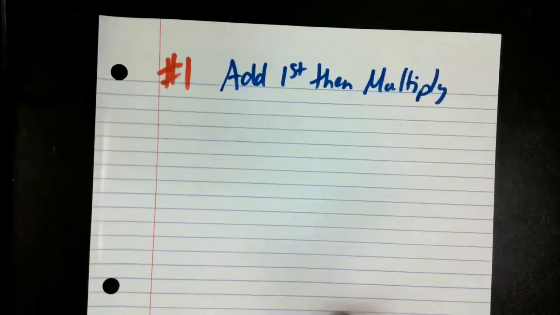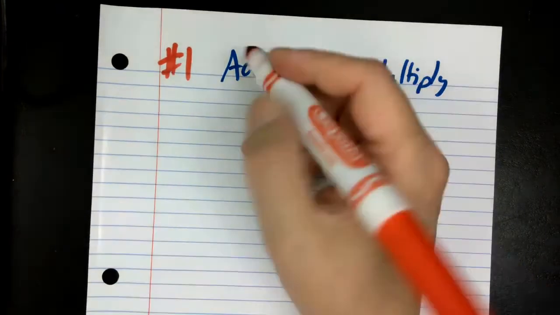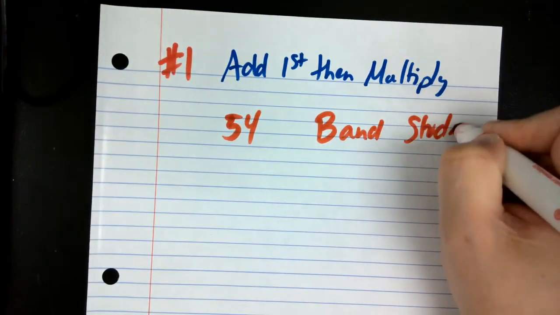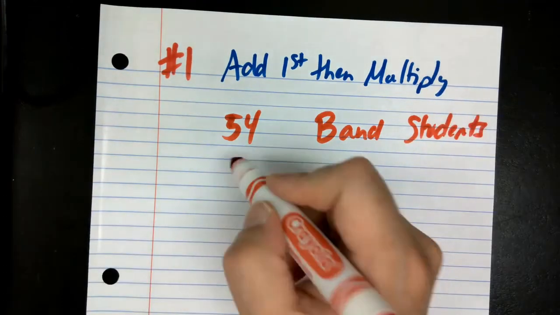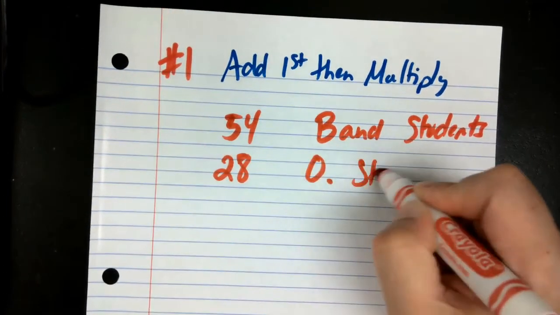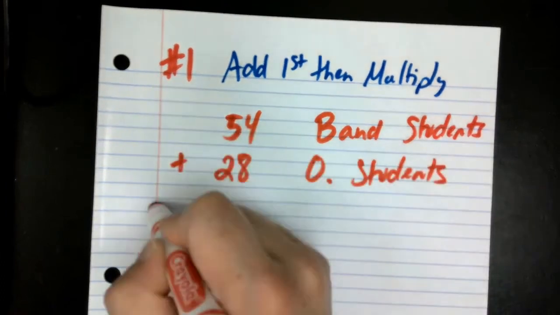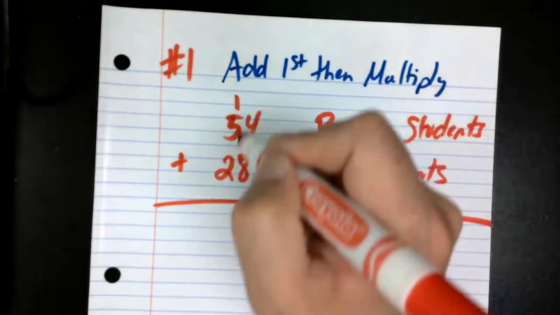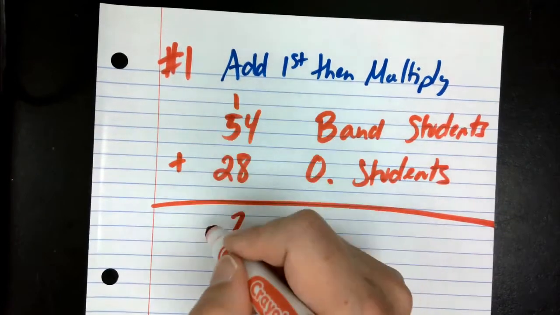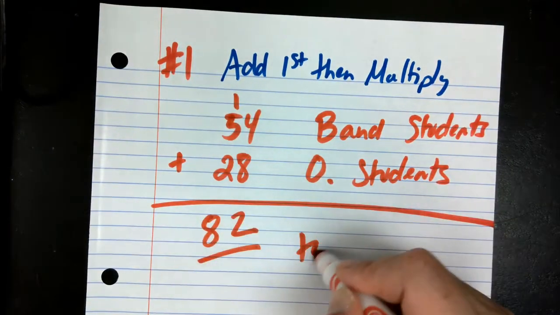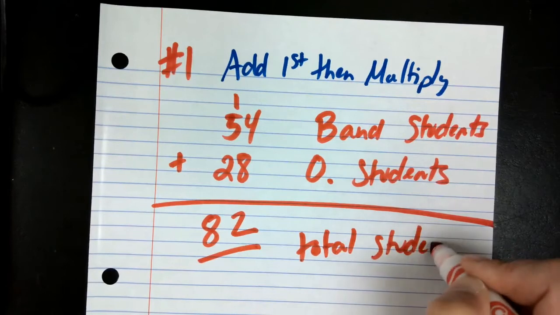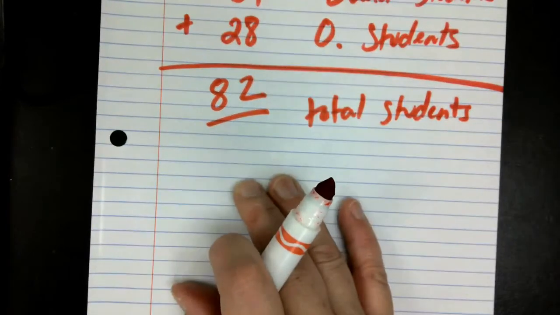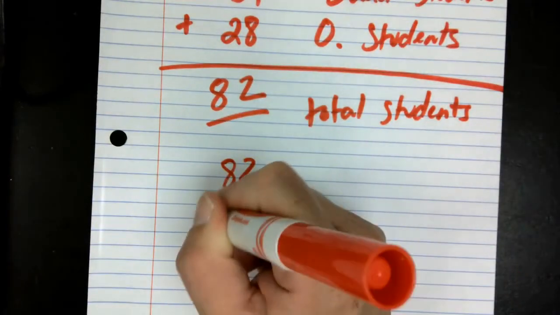So the number of students that is in band is 54. And the number of students in orchestra is 28. I'm going to add those together for a total. 8 plus 4 is 12. 2 plus 5 is 7, plus 1 is 8. So there are 82 total students. And each of those have learned how to play 12 songs. So down here, I'm going to multiply 82 times 12.